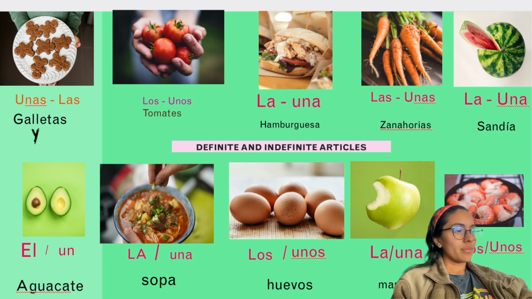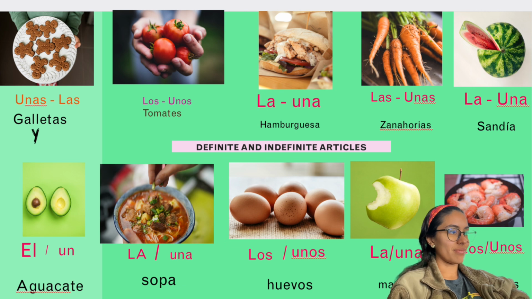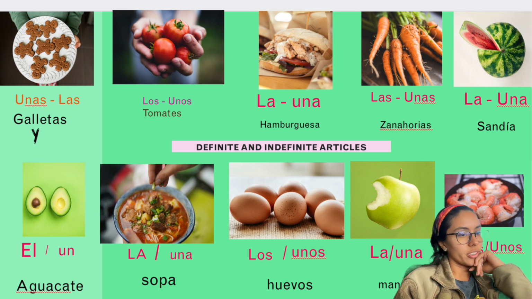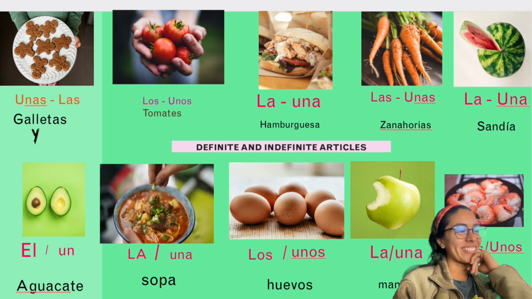Unas galletas. Las galletas. Los tomates. Unos tomates. I can't see the screen. Oh, I'm sorry. Okay. La hamburguesa. Una hamburguesa. Very good. Las zanahorias. Unas zanahorias. La sandia. Una sandia. Very good. Next one. John.